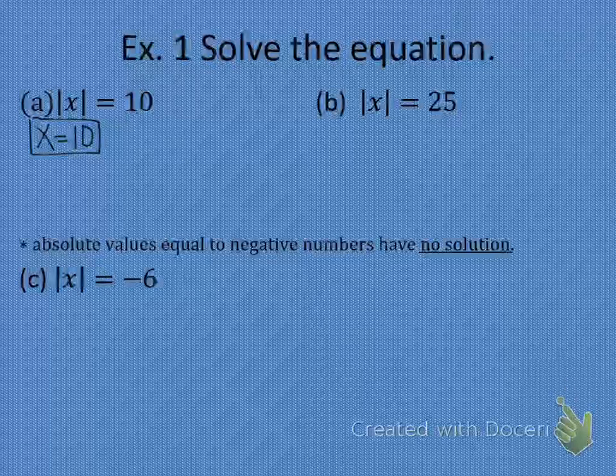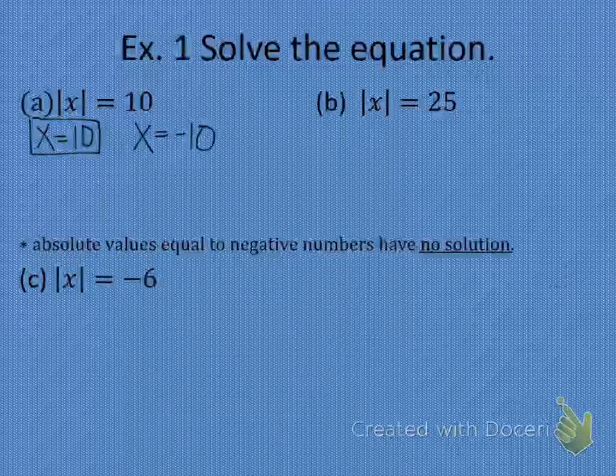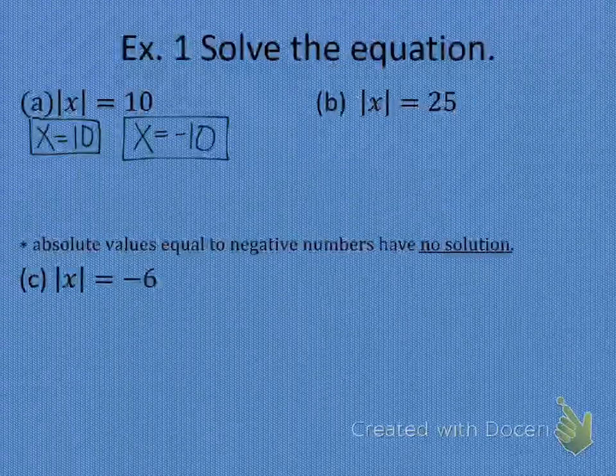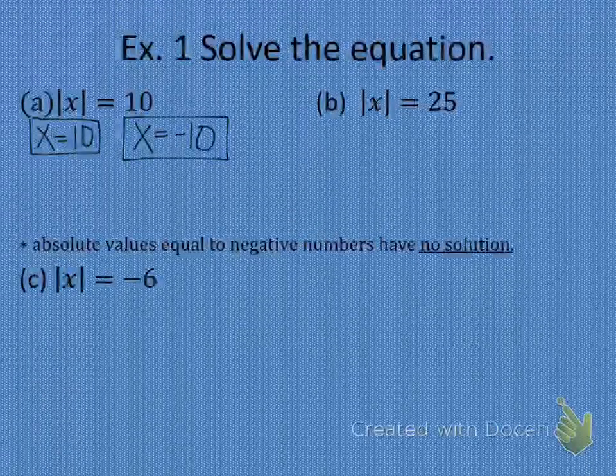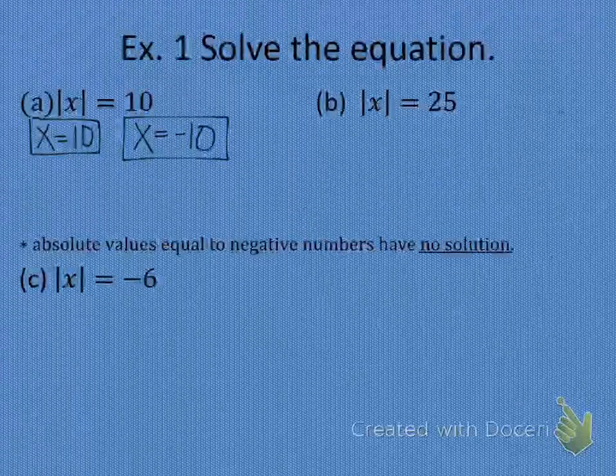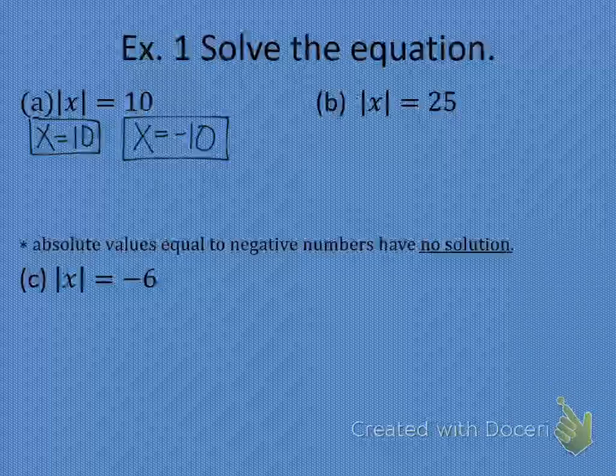So what's my second equation going to be? X equals negative 10. We drop the bars and we change the sign. Now, let's see if this is true. The absolute value of 10 is equal to what? Class, anybody? The absolute value of 10 equals 10. The absolute value of negative 10 equals 10.